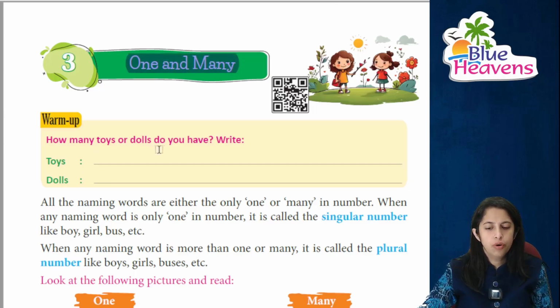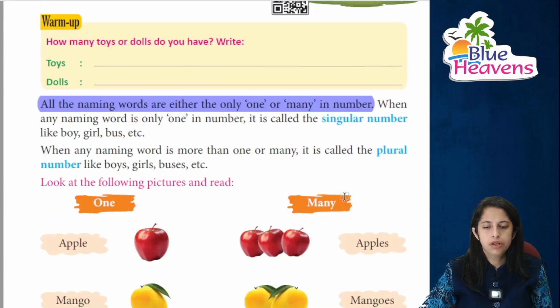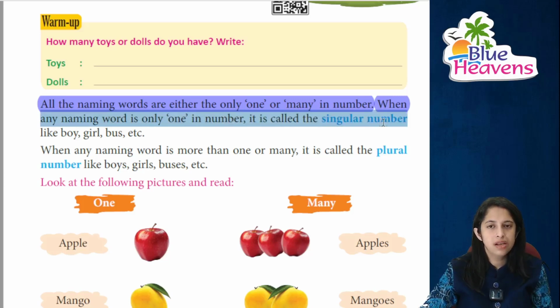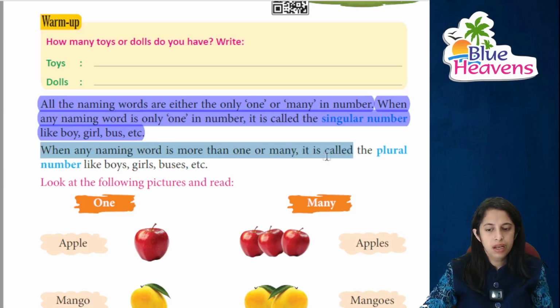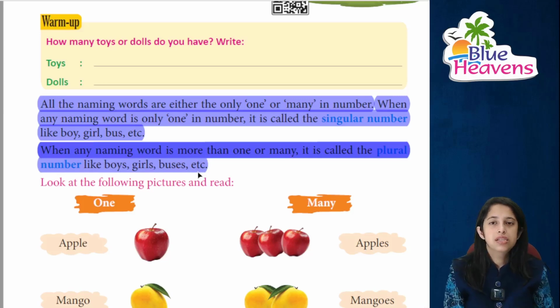How many toys or dolls do you have? You just have to write how many types of toys and dolls you have, right? All the naming words are either only one or many in number. जो naming words होते हैं या तो वो एक होते हैं या फिर उससे ज्यादा होते हैं. When any naming word is only one in number, then it is known as singular number, like boy, girl, bus, etc. When any naming word is more than one or many, then it is known as plural number, like boys, girls, buses, etc. जैसे boys, बहुत सारे girls, बहुत सारी buses.